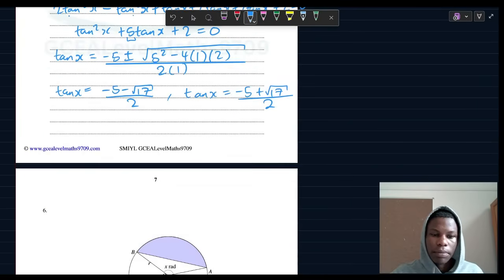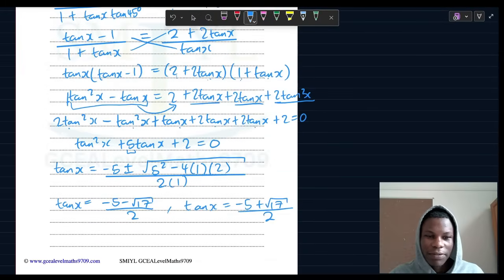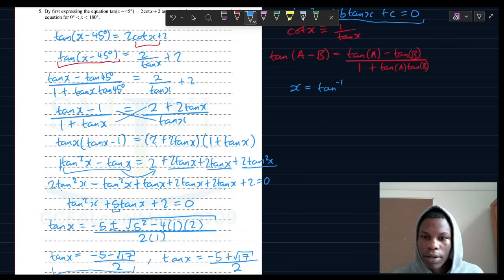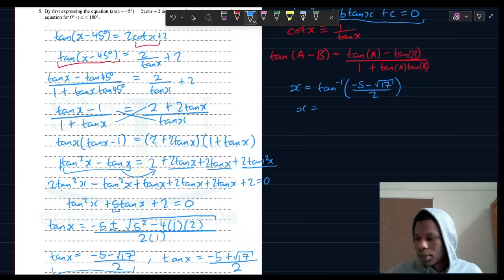And from here, oh, we've run out of space. From here, we have to solve for x. So starting with this equation there, we can say that x is equal to arctan of (-5 - √17)/2. With your calculator in degrees, evaluate arctan of (-5 - √17)/2. Oh, mine's still in radians.